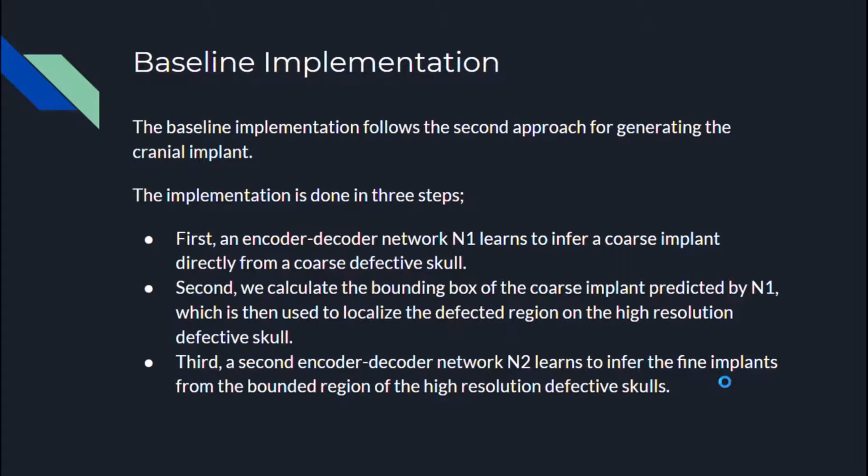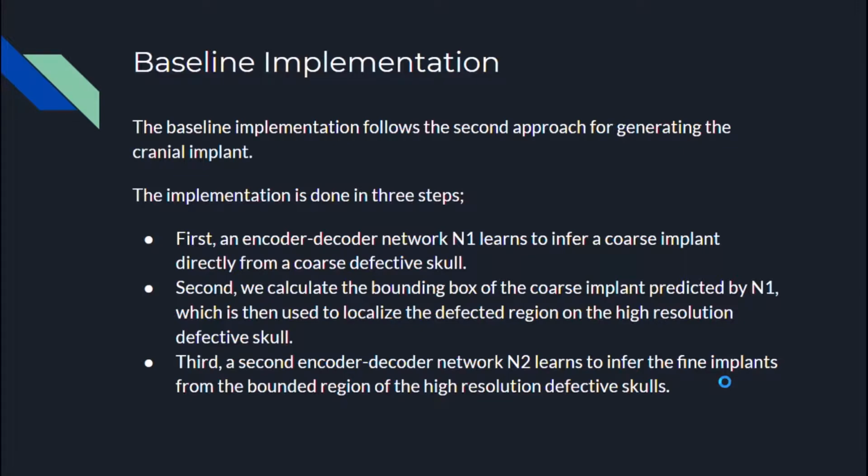Secondly, after getting the coarse implant, they have defined a region around it, a bounding box around it, and then upsampled it to the original scale in order to localize the defect which is present in the original defective skull. This aids in extracting the region of the defective skull for which the implant is supposed to be generated. Finally, they feed this localized defective skull which contains the defect to a second encoder-decoder network which learns to infer the fine implants from the bounded region of the high resolution defective skulls.